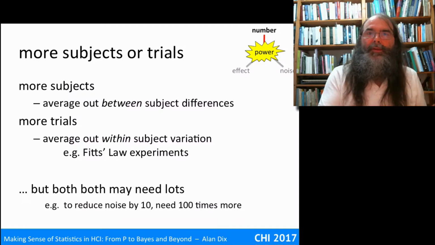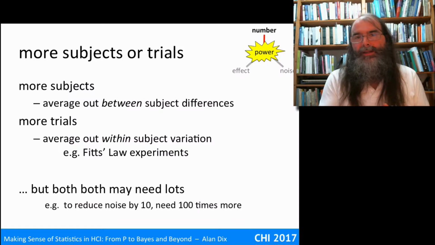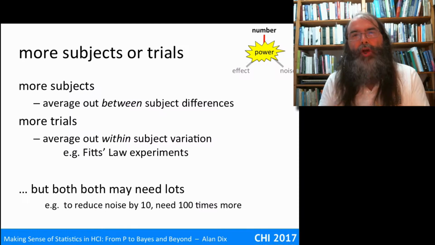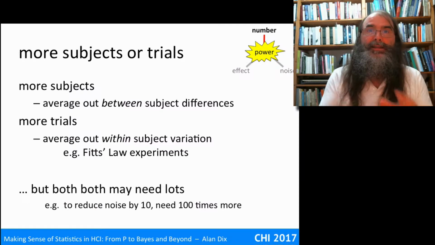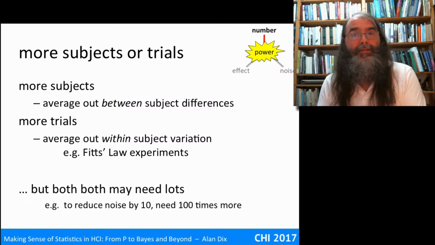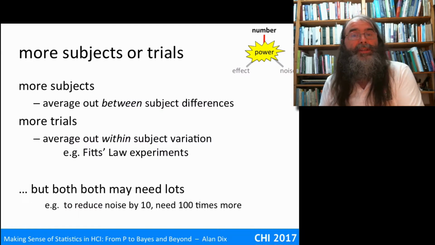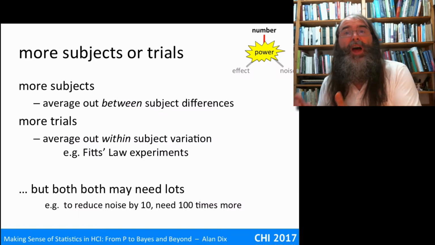However, remember what we've said from the previous part. You might need to have lots and lots of trials and subjects in order to make a difference to the power. In general, if you want to reduce the noise by a factor of 10, you need to increase the number of participants by a factor of 100.